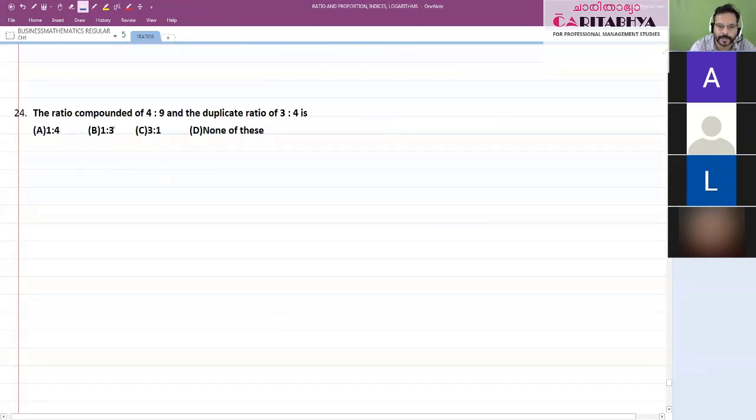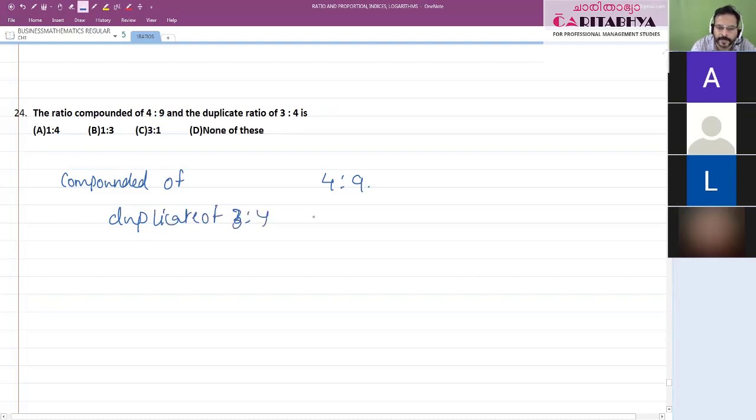Find the ratio compounded of 4 is to 9 and the duplicate ratio of 3 is to 4. Duplicate ratio of 3 is to 4 is 9 is to 16, that is 3 square is to 4 square.